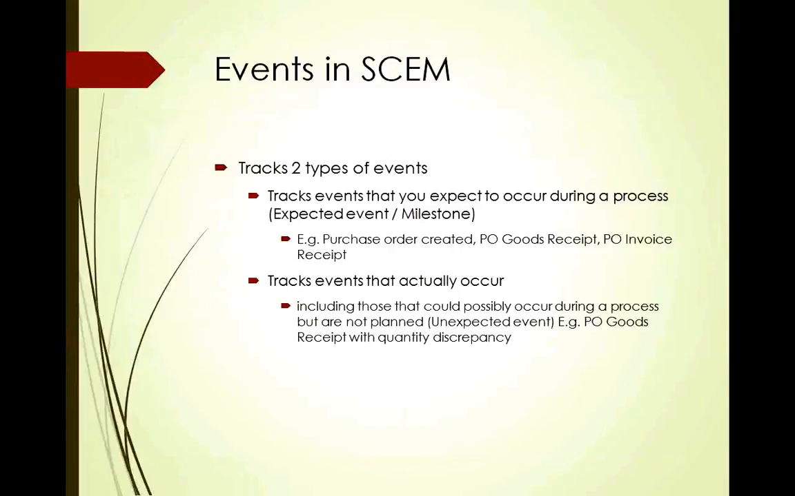Okay, so I've been using the words expected event and actual event. This is the basic difference. There are 2 types of events. One is the tracked events that you expect to occur, which are known as milestones. For example, purchase order created, purchase order goods received, invoice received. All these are expected, right? You are expecting certain things to occur at a certain time. But actual events means tracked events that actually occur.